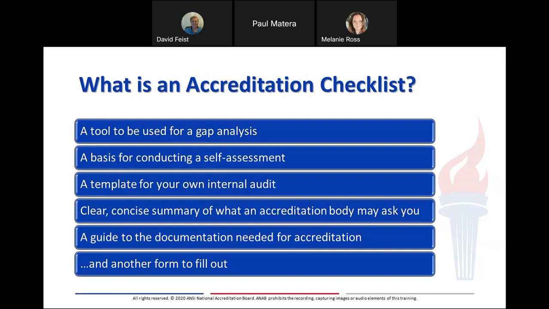It's a clear, concise summary of what an accreditation body may ask you. So it's basically the standard laid out for you in a checklist format. And it's intended to be a guide for the documentation that you'll need for your accreditation. It should prompt you to seek out that information, verify that it's in place, that it meets the requirements of the standard, and that you understand it and how it's applied to your quality management system.